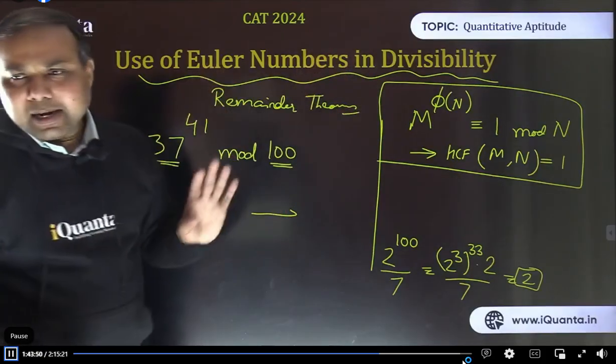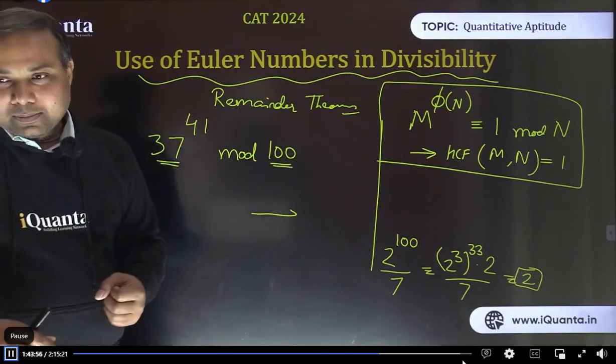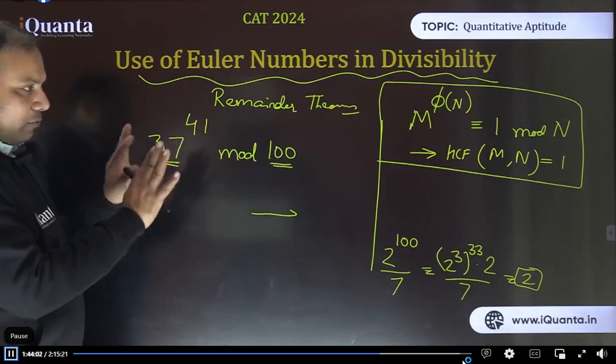Don't apply it directly and blindly. If you apply it blindly, these numbers won't say anything, they will come out as something, but that will be wrong. So the first thing we should clarify is that this number and the divisor must be co-prime, which is there in this case.